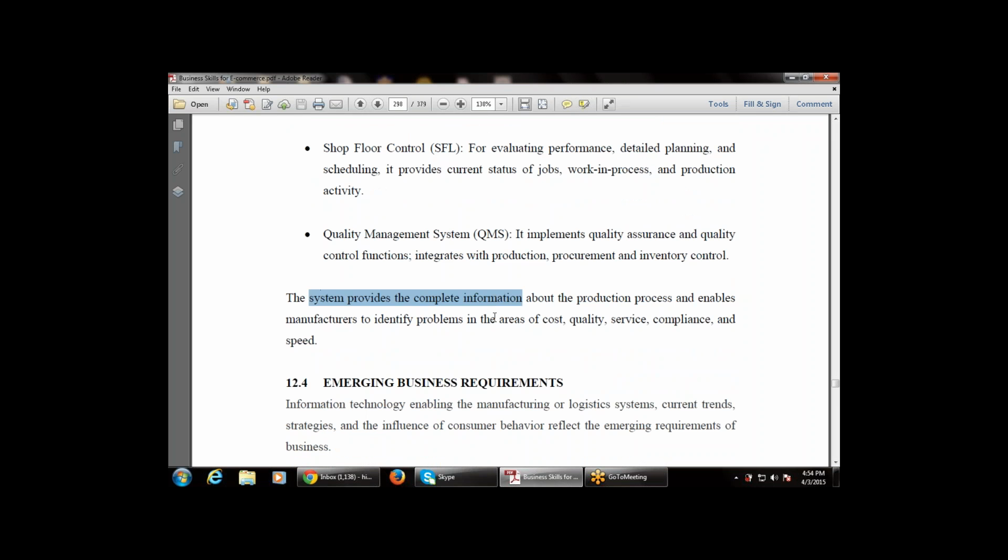The system, that is a PES, provides the complete information about the production process and enables the manufacturers to identify the problems in the areas of cost, quality, service, compliance and speed.